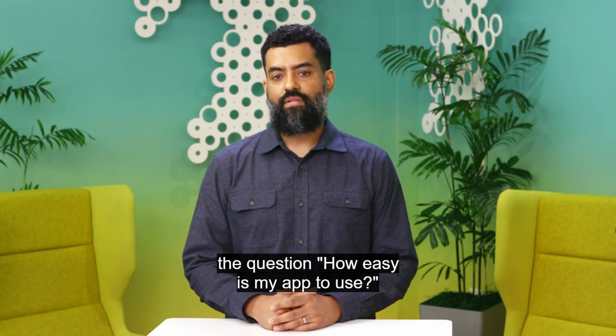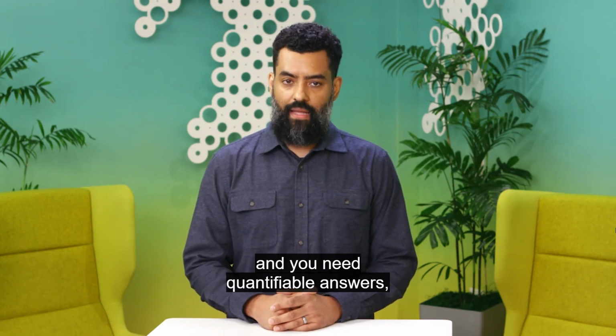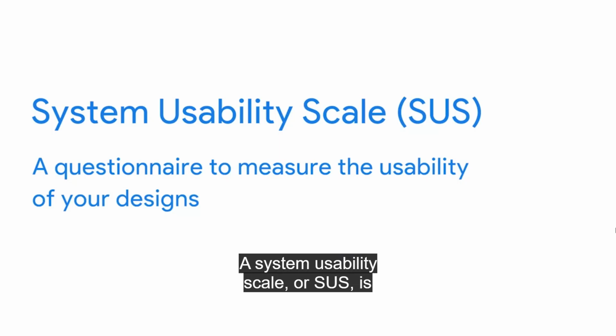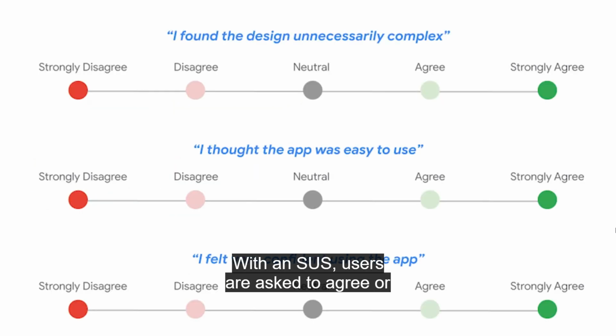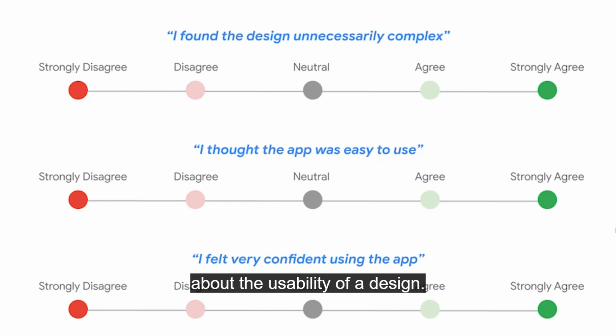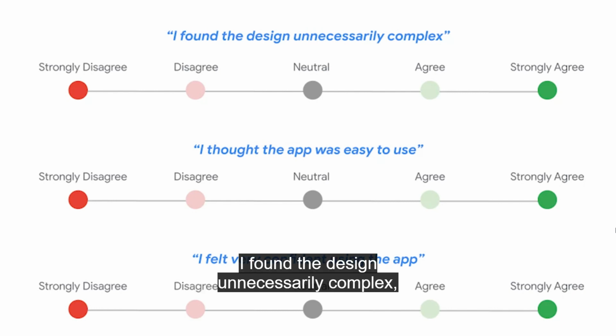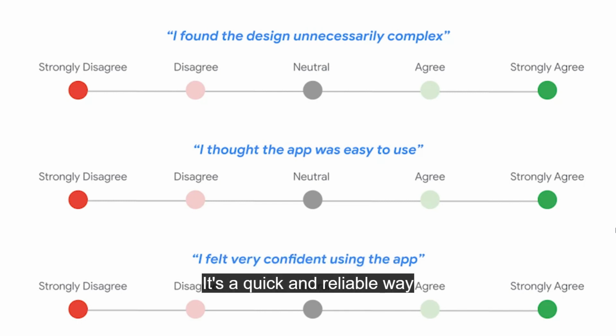Finally, if you want to answer the question, how easy is my app to use, and you need quantifiable answers, a system usability scale can help. A system usability scale, or SUS, is a questionnaire to measure the usability of your designs. With an SUS, users are asked to agree or disagree with 10 statements about the usability of a design. Statements like, I found the design unnecessarily complex, I thought the app was easy to use, and I felt very confident about using the app. The users are asked to respond to each statement on a strongly disagree to strongly agree scale. It's a quick and reliable way to know if a design is working.